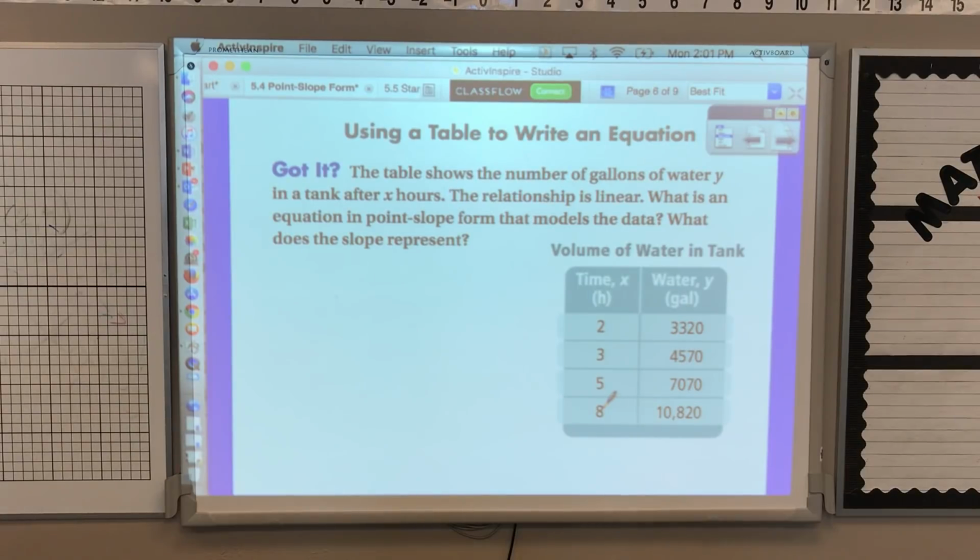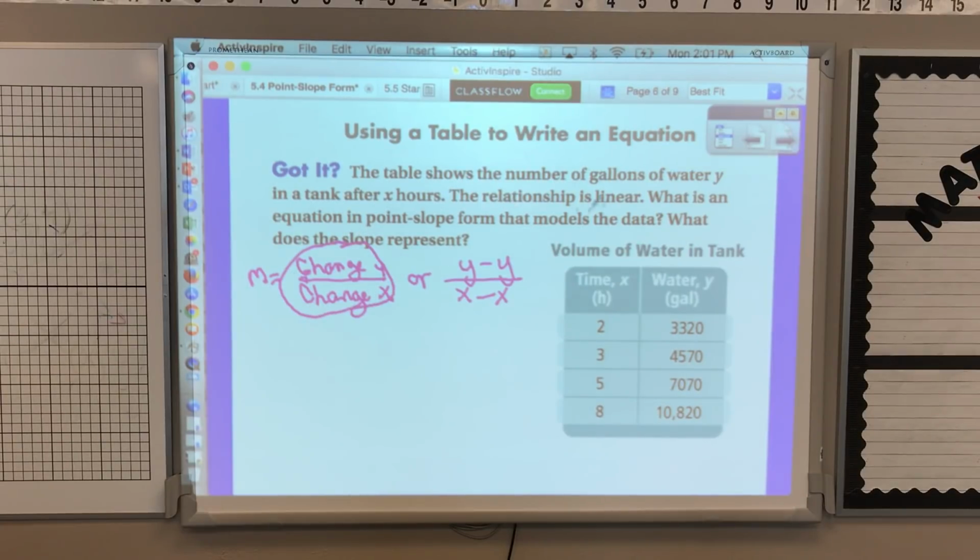Okay. So what we have to do first is find our slope. And from a table, you can have two options. We can do change in y over change in x, or you can again use your slope formula, y minus y over x minus x. It doesn't matter. Either method will help you find your slope. I'm going to do this one.